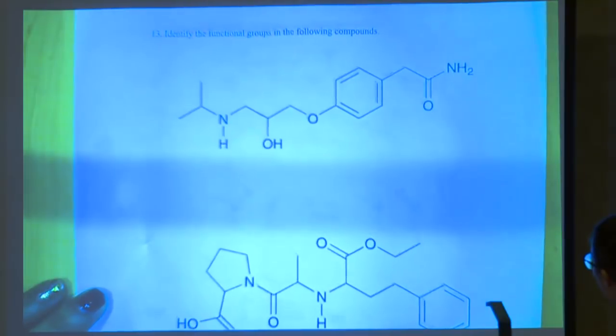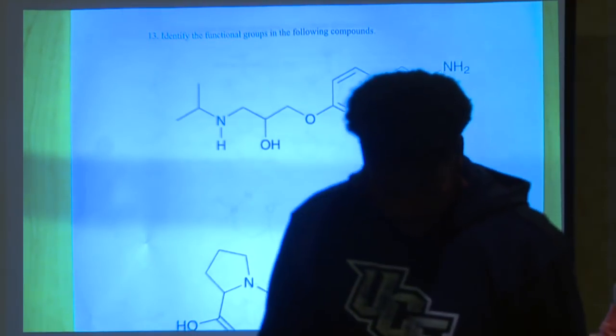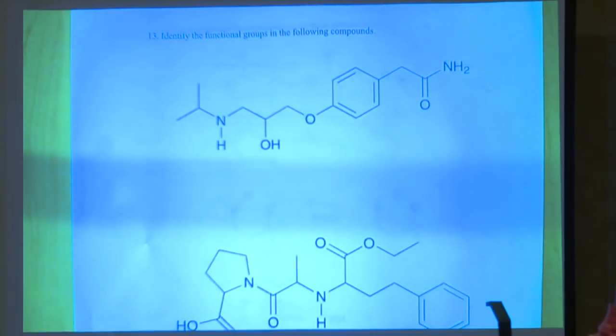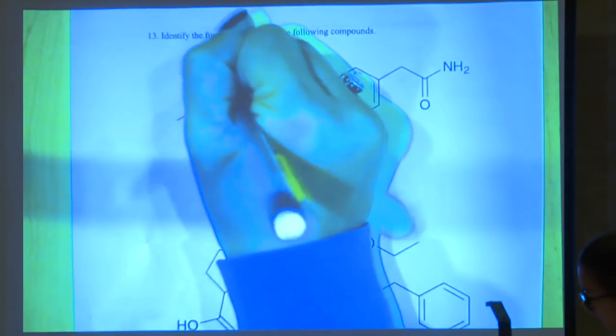So now identify the functional groups in the following compounds. So let's do the hand raise for this one because there's several. So yeah, what's up? This one here? Okay, so we have an amine. Awesome. Amide here. What does the amide have? Good.